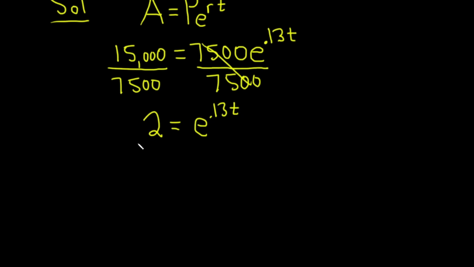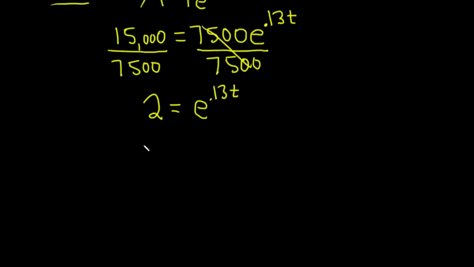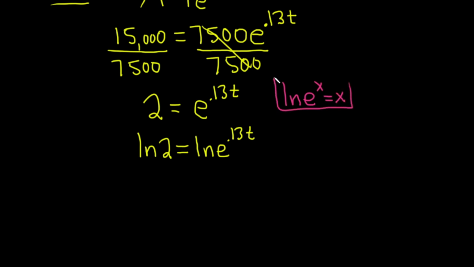To get rid of the e, what we can do is take the natural log of both sides. So this is the natural log of 2 equals natural log of e to the 0.13t. And the reason we did this is because there is a super powerful formula. It says if you have the natural log of e to the x, you just get x. This is because the exponential function and the natural log function are inverses, so they undo each other, and that's what happens. You basically just get x.